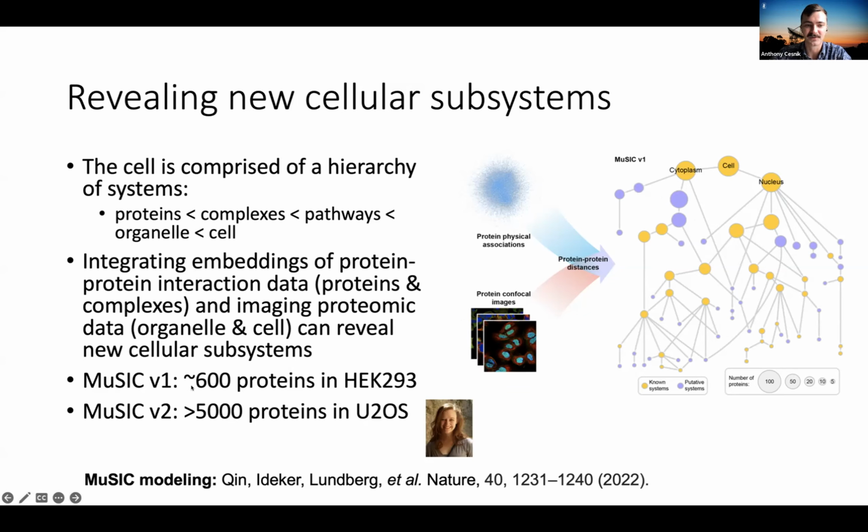So this first one was with 600 proteins in HEK 293, and Leah Schaefer here is moving forward with this with a new and beautiful U2OS data set that has almost 10 times the number of proteins in it. So we're gonna hopefully learn a lot very soon about all the cellular subsystems of the cell, and hopefully find some new ones.